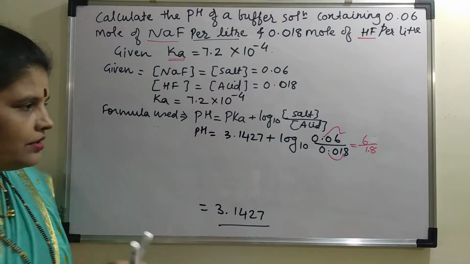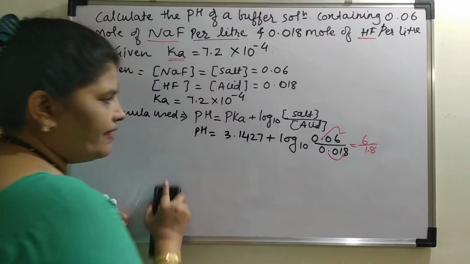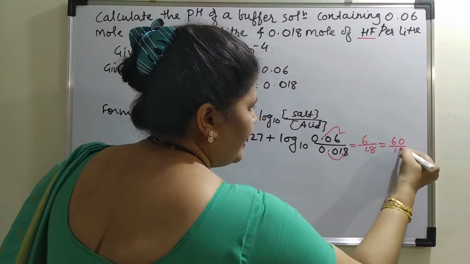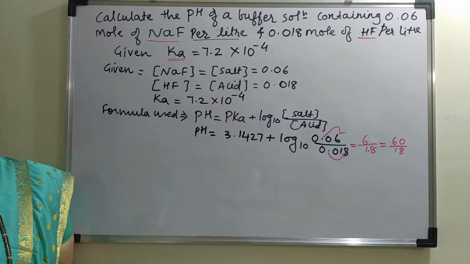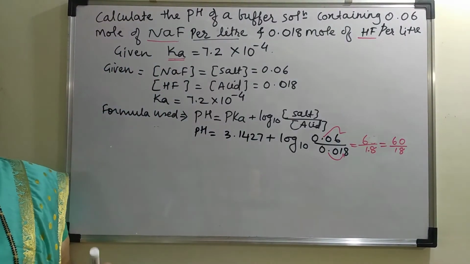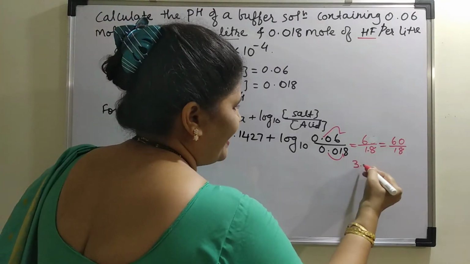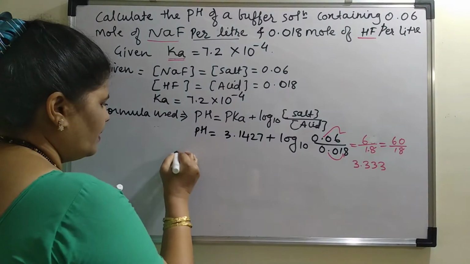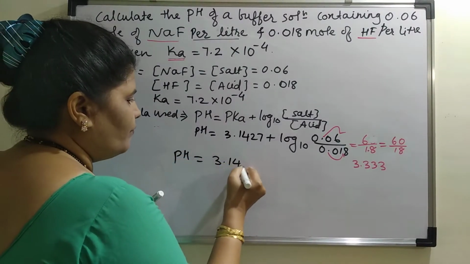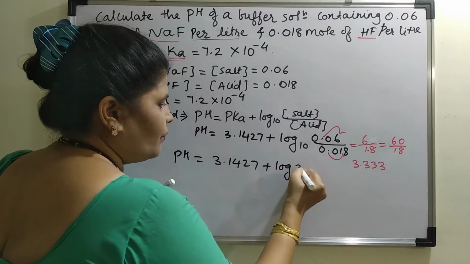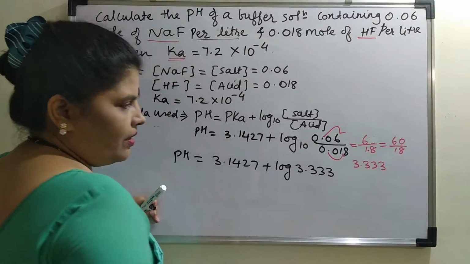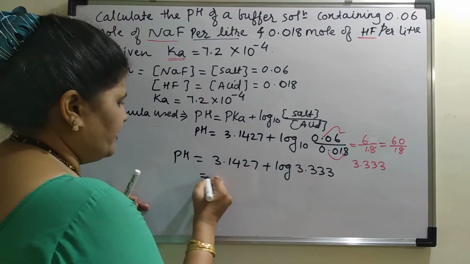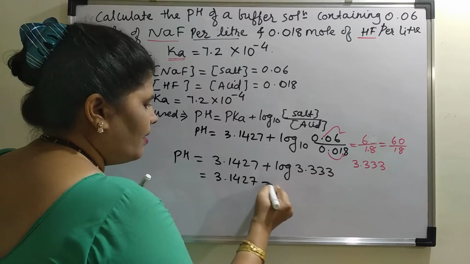So let us solve this. Those who are not comfortable with that decimal also, you can remove the decimal. What you will get here is 60 by 18. Right? So what you get there is 3.3333. So let us substitute that value. pH is equal to 3.1427 plus log of 3.3333. Always remember, you have to calculate only the log. You will not calculate the anti-log. So it will be 3.1427 plus log of this.